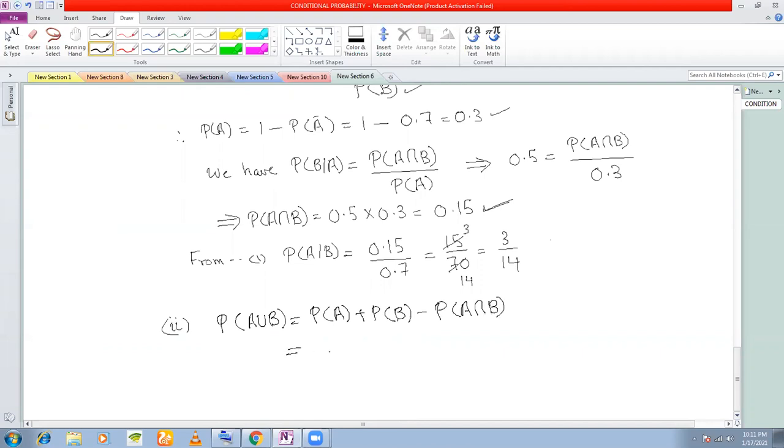Put the values. P(A) is 0.3. P(B) is given to you as 0.7, and P(A intersection B) we found out to be 0.15. That's it. This is 0.7 plus 0.3 is 1, minus 0.15, which is 0.85. That's it. Any question?